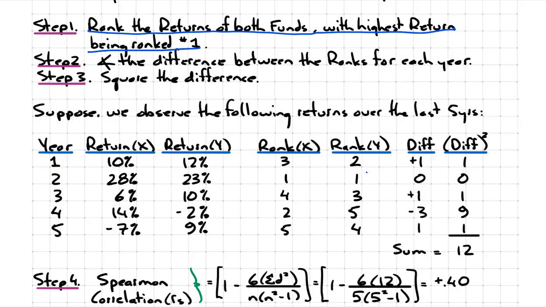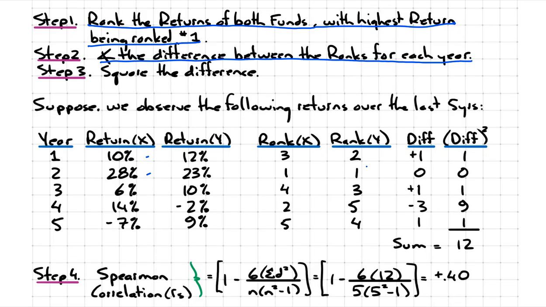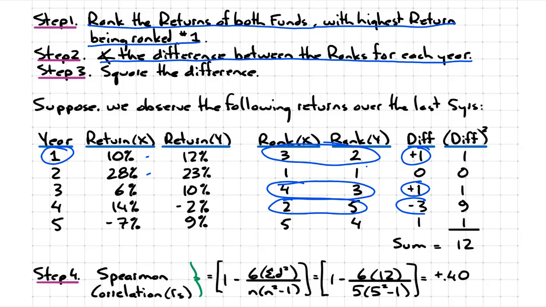You just have to take these annual rates of return and rank them. Let's see what step 2 is. Step 2 is to calculate the difference between the ranks for each year. So here it is. For year 1, the difference is +1. Let's just pick year 3 for illustration: 4 minus 3, that's also +1. And let's pick year 4: 2 minus 5 is -3.